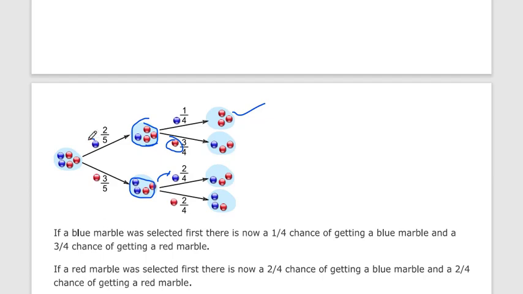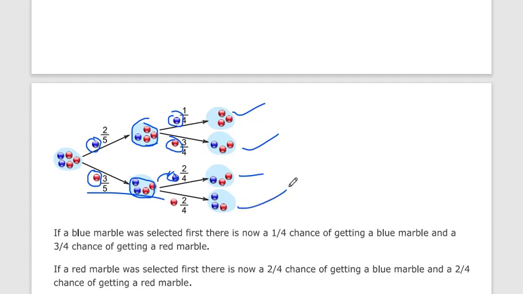After that, if both are blue marbles, then 3 red remain. If one is blue and the second is red, then 2 red and 1 blue remain. If the first is red and the second is blue, then 1 blue and 2 red remain, and if both are red marbles, then 2 blue and 1 red remain.